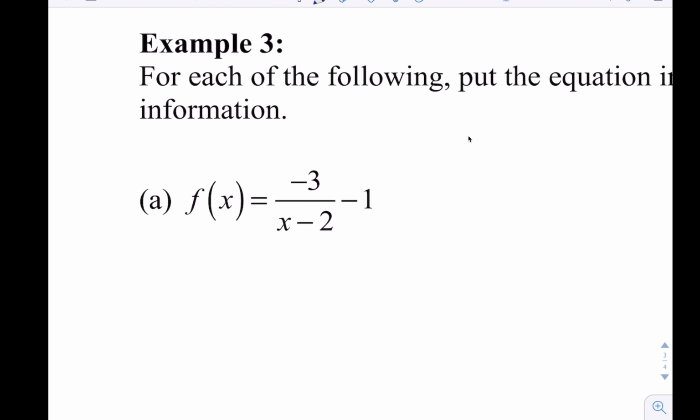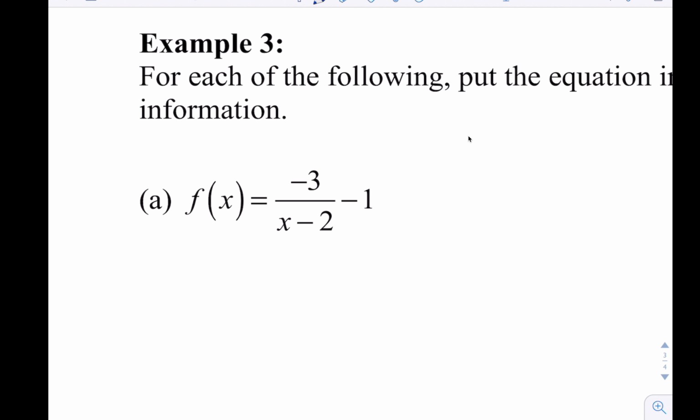x equals 2. Okay, so anytime you shift a rational function left or right, the asymptote is going to move as well. Okay, and then because I'm going to move my graph down 1, that means I'm also going to move my horizontal asymptote down 1 as well. So I have a horizontal asymptote there at -1.